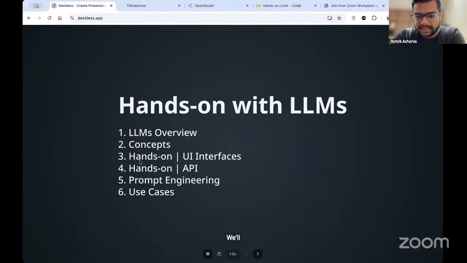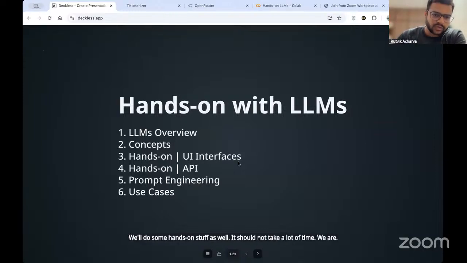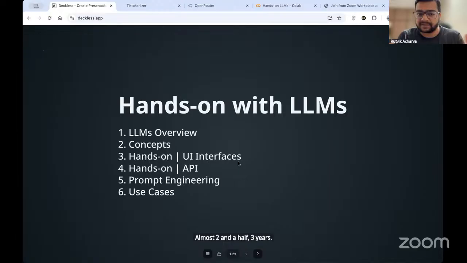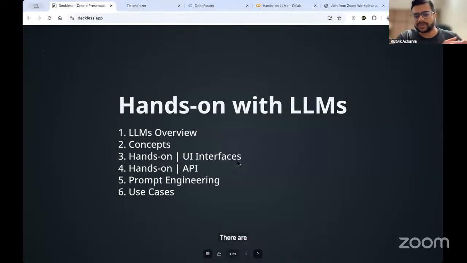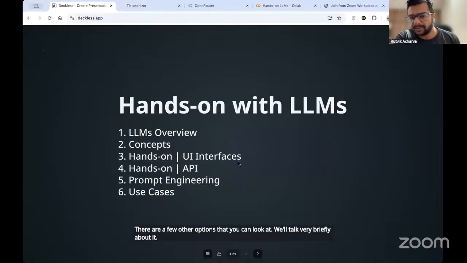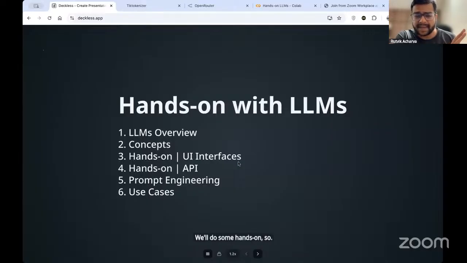We'll do some hands-on stuff as well. It should not take a lot of time. We are almost 2.5, 3 years into when large language models have already become popular. So you're already using it. But there are a few other options that you can look at. We'll talk very briefly about it. We'll do some hands-on.